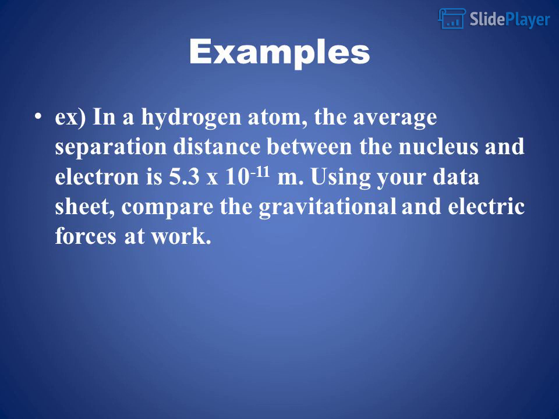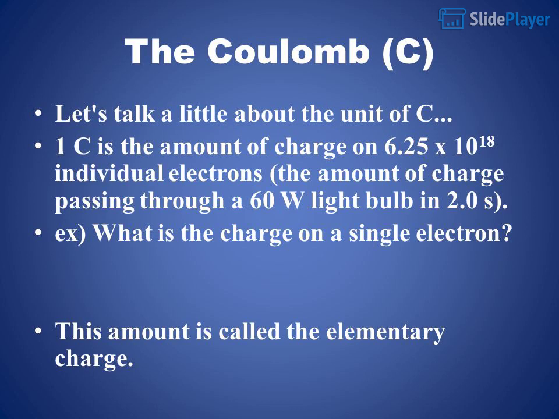Examples. In a hydrogen atom, the average separation distance between the nucleus and electron is 5.3 × 10^-11 meters. Using your data sheet, compare the gravitational and electric forces at work. The Coulomb.